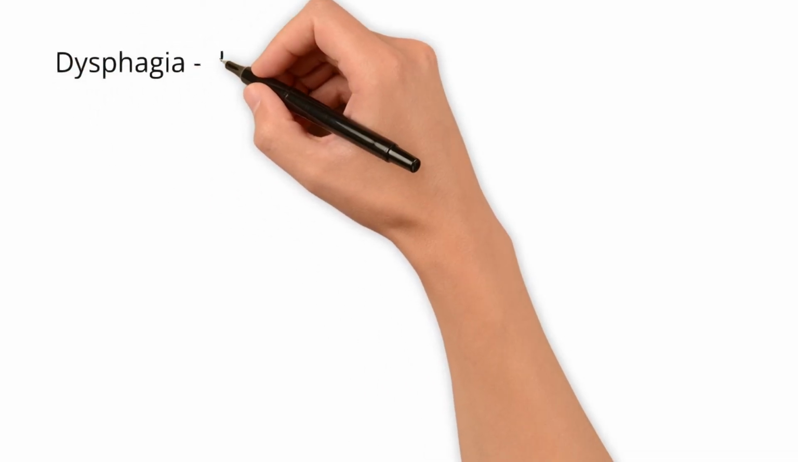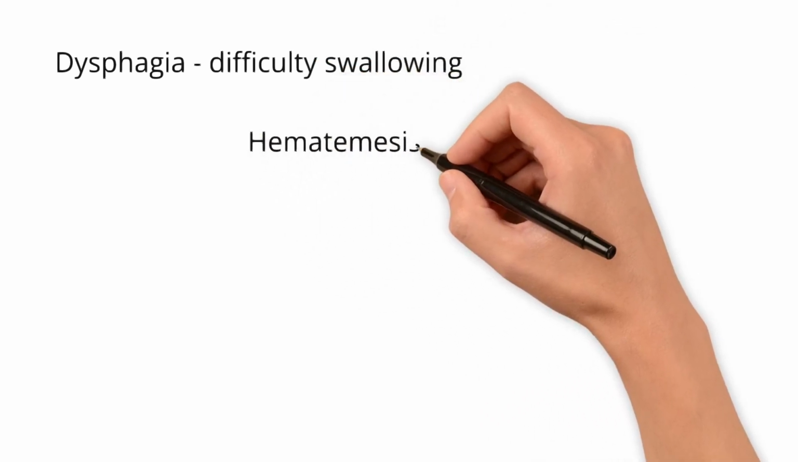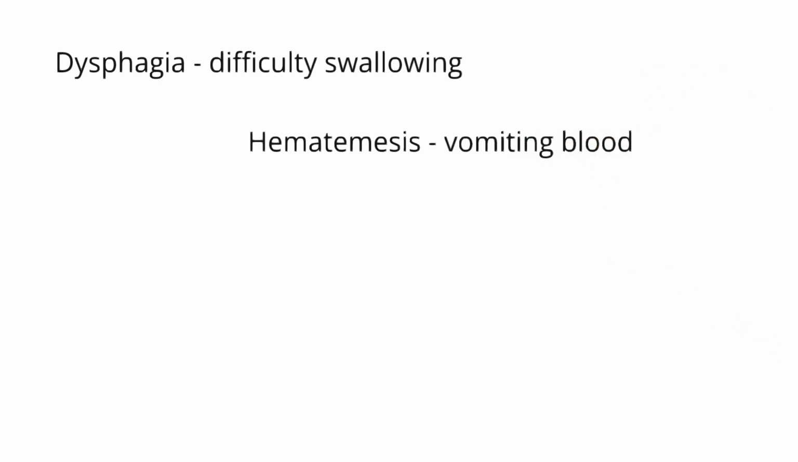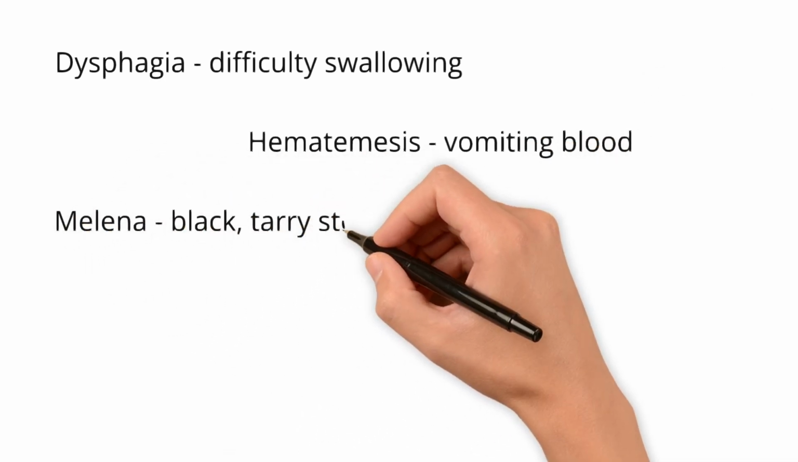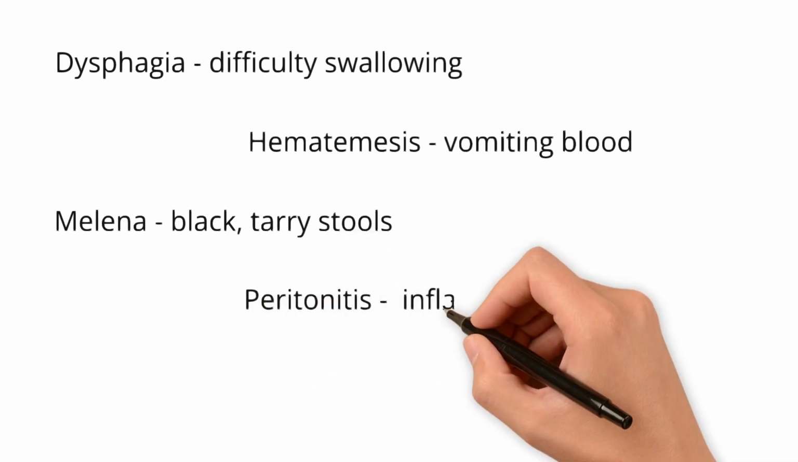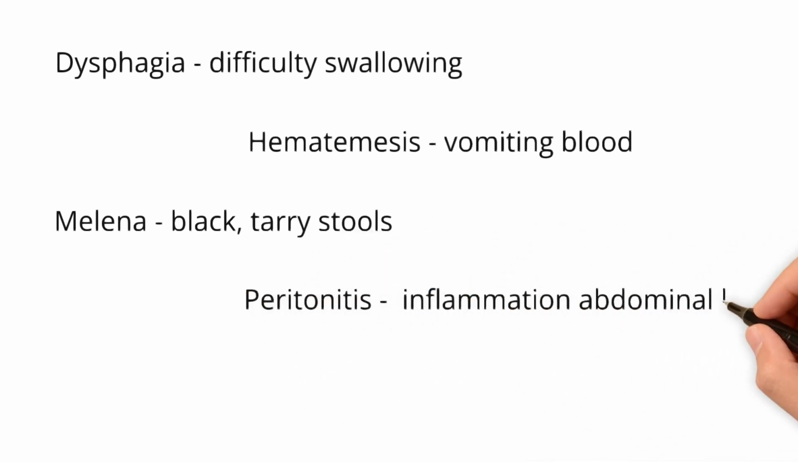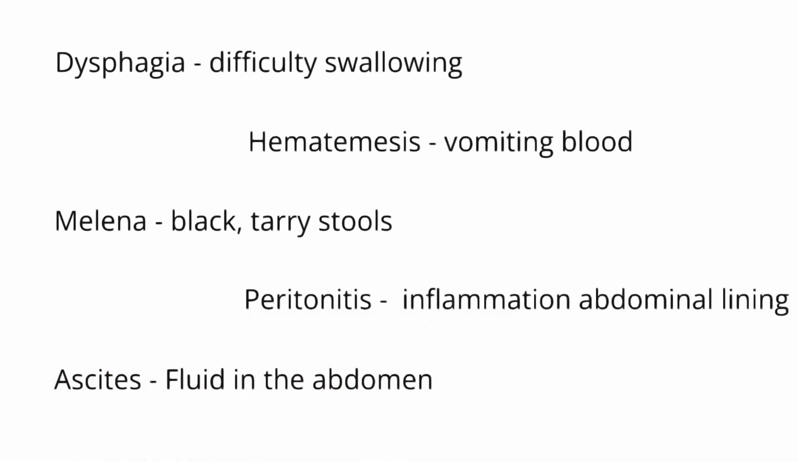Let's look at some key terms related to the digestive system. Dysphagia, which means difficulty with swallowing. Hematemesis, which means vomiting blood. Melena, which means to have black or tarry stools. Peritonitis, which means inflammation of the abdominal lining. And ascites, which means fluid accumulation in the abdomen.